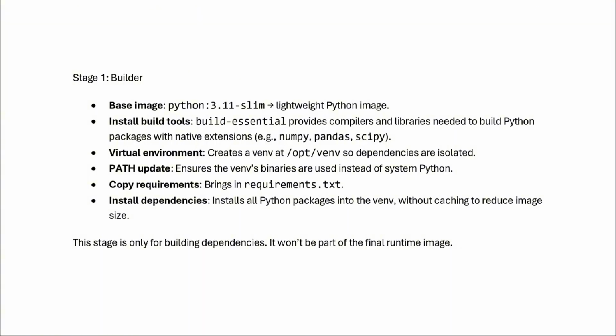Virtual environment. This creates a venv at /opt/venv so dependencies are isolated. Path update. This ensures that the venv's binaries are used instead of the system's Python. Copy requirements. This brings in requirements.txt. Install dependencies. This installs all Python packages into the venv without caching to reduce image size.